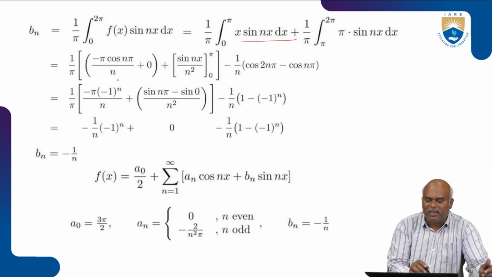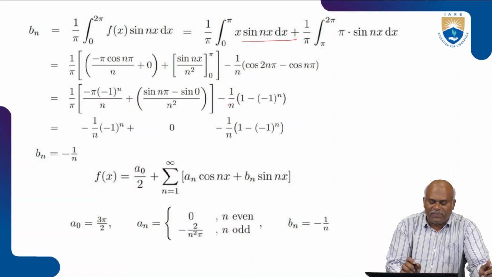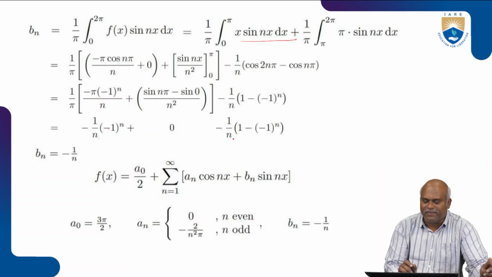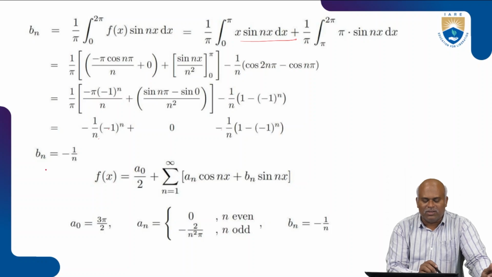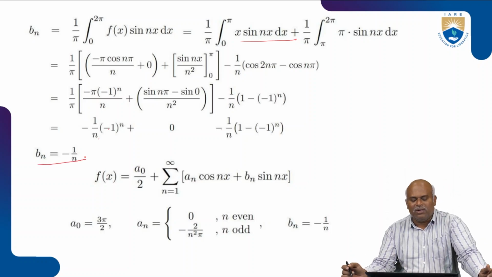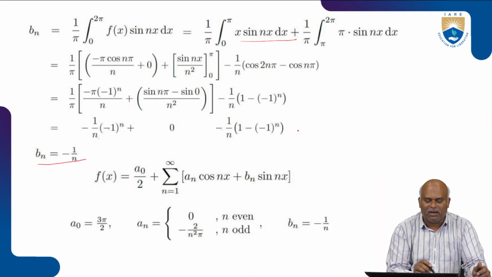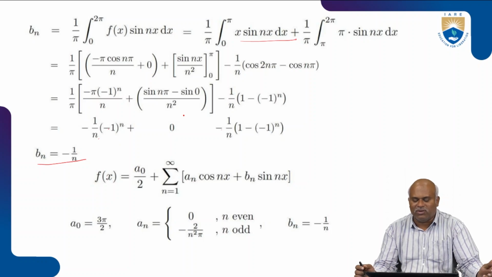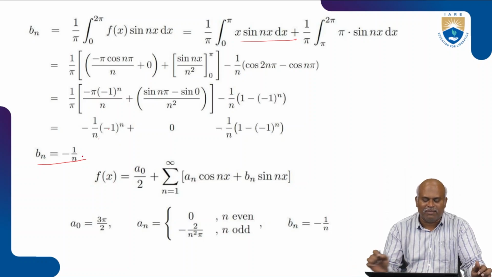Then we can simplify this equation. We get b of n is equal to minus 1 by n minus 1 whole power n plus 0 minus 1 by n, 1 minus minus 1 whole power of n. So after cancelling all the values which are similar, we can cancel, and b of n is equal to minus 1 by n.